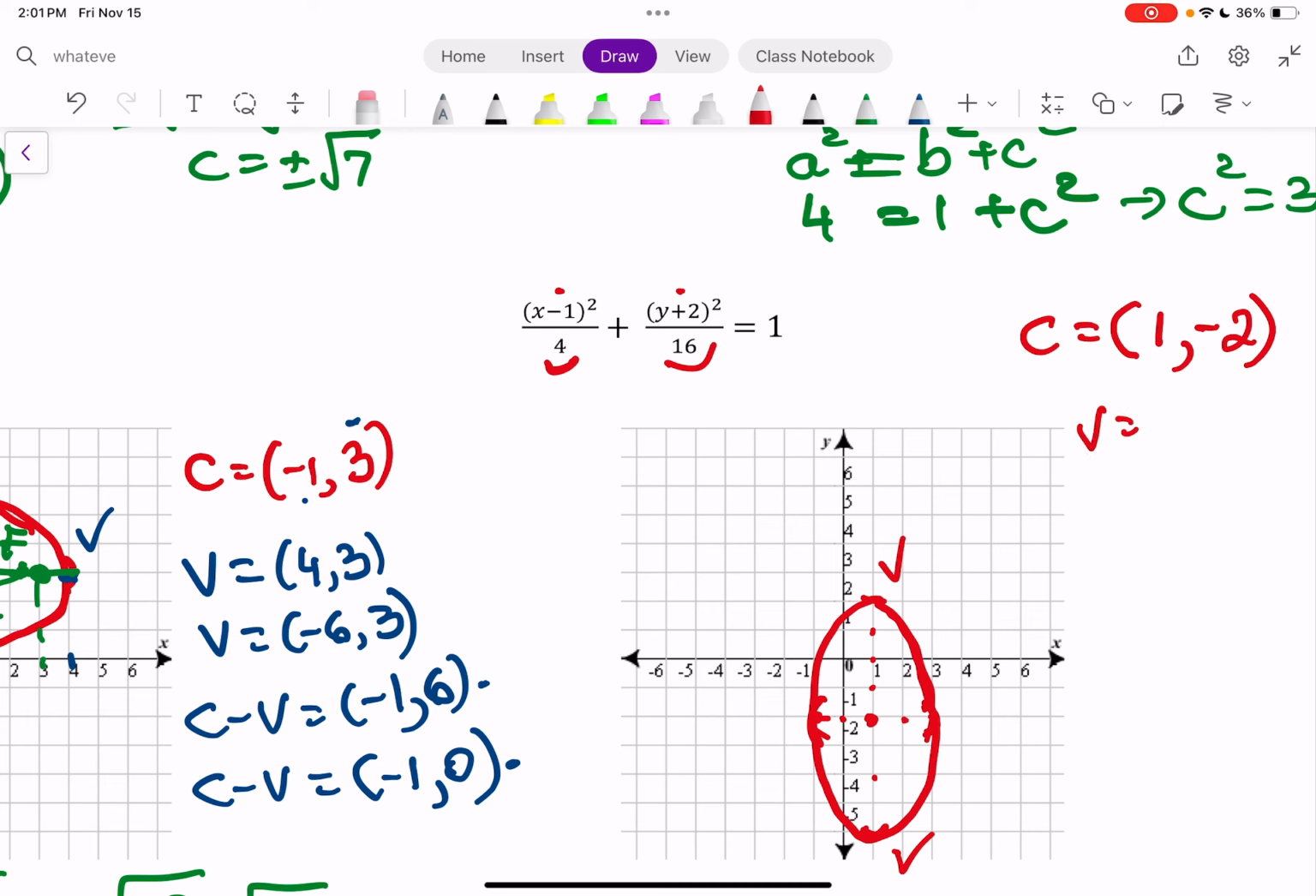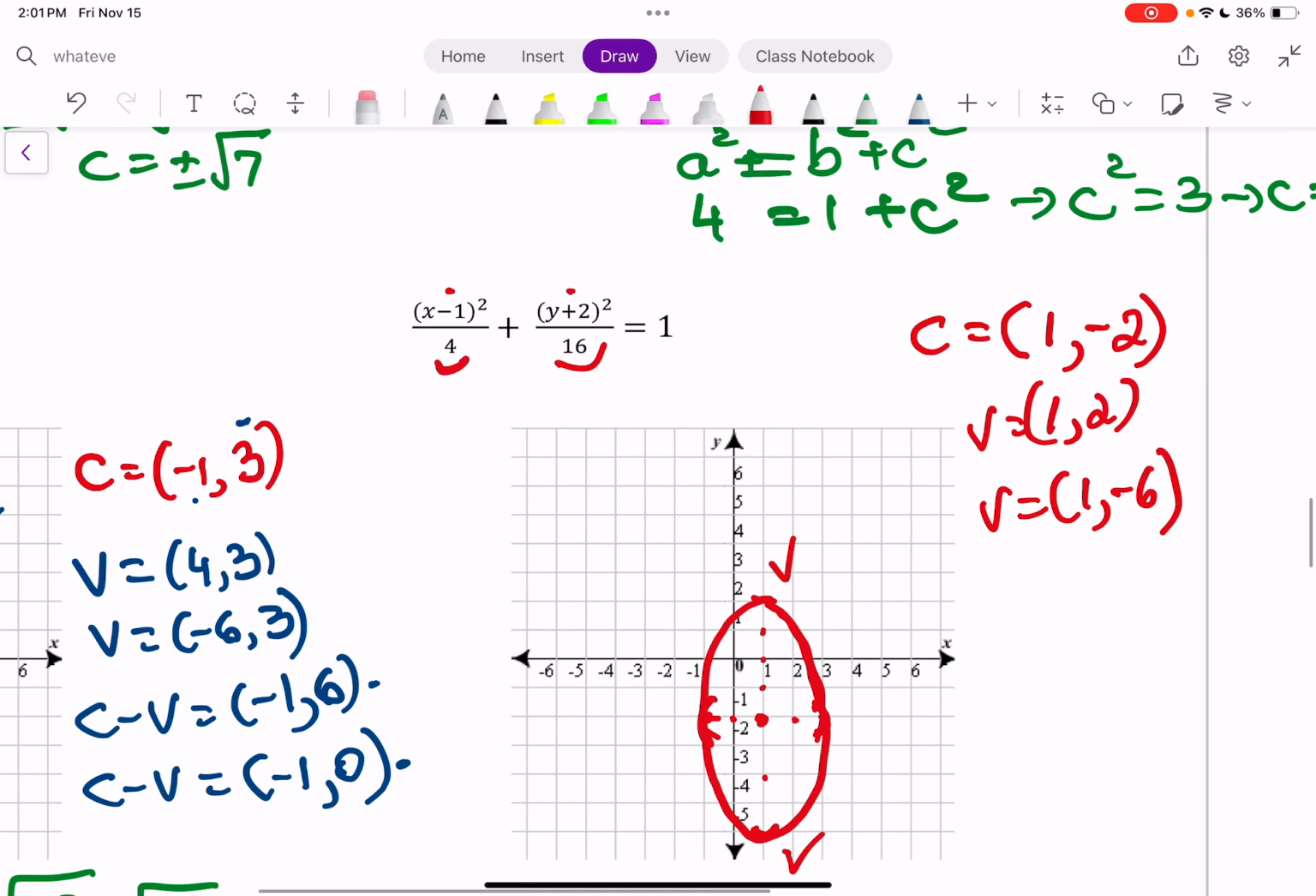So one of them is going to be at (1, 2). And the other one is going to be at (1, -6). And again, you could see that all the x's are 1 on this line. And from -2, we added 4. And from -2, we subtracted 4.